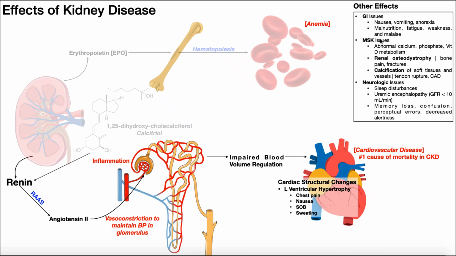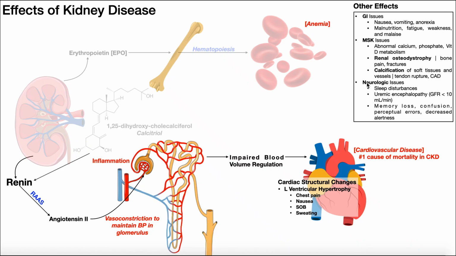With MSK issues, these are mainly going to result from impaired metabolism of several ions and other molecules like calcium, phosphate, and we talked about vitamin D metabolism already. Calcium and phosphate are, of course, necessary for the structure of bone, and so if these are deficient because the kidneys aren't working, it often results in renal osteodystrophy, which basically is bone weakness that causes bone pain and can result in fractures. You can also see calcification of soft tissues like the Achilles tendon, and you might have tendon rupture as a result of that. And even calcification of vessels, which could impact things like coronary artery disease, and if they rupture, then you could have a heart attack. Remember, cardiovascular disease is the number one cause of mortality in chronic kidney disease.